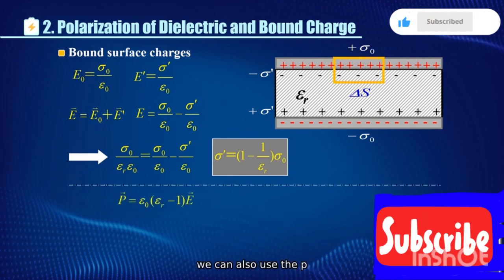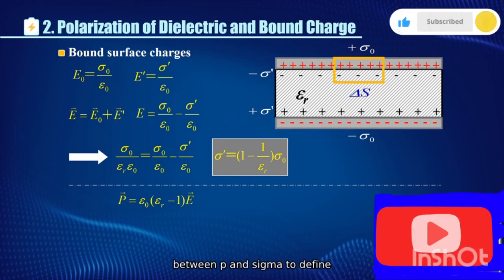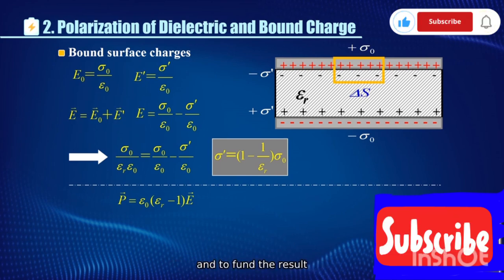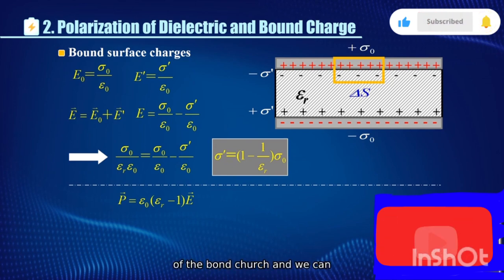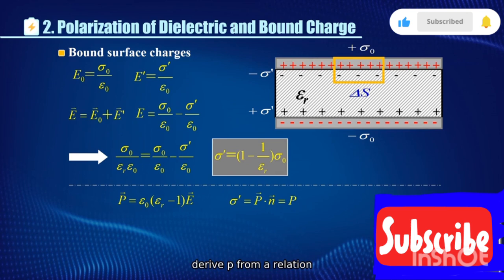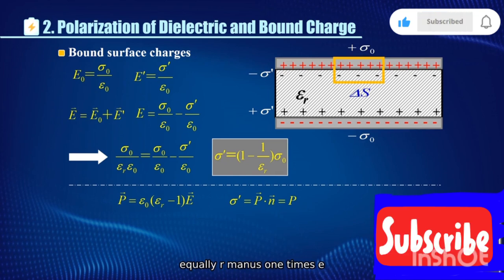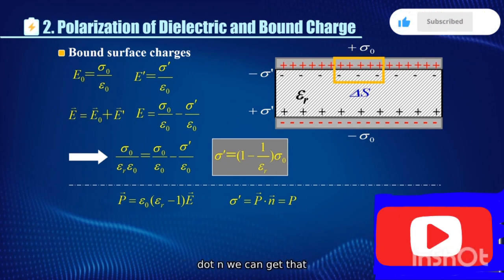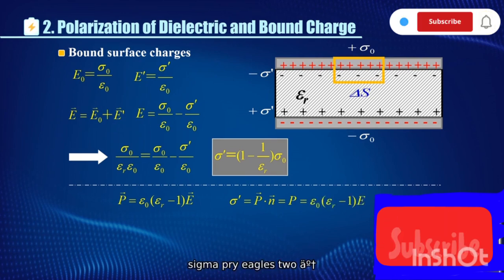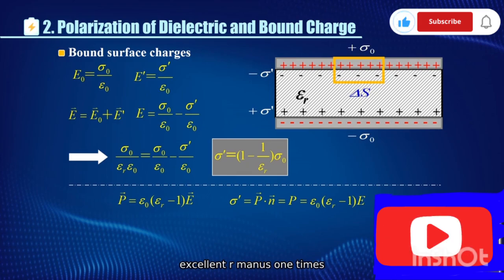We can also use the relation between P and sigma prime to find the result of the bound charge. We can derive P from the relation between P and E: P equals epsilon 0 times (epsilon r minus 1) times E. And then we use sigma prime equals P dot n, we can get that sigma prime equals epsilon 0 times (epsilon r minus 1) times E.